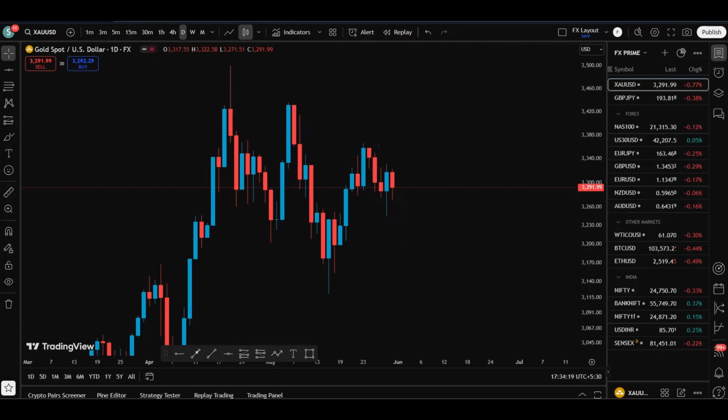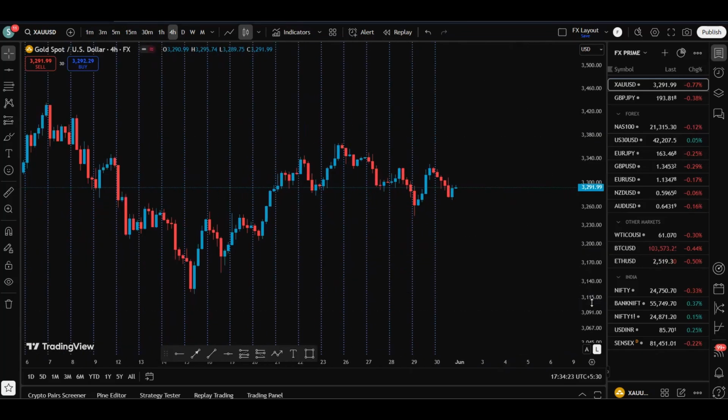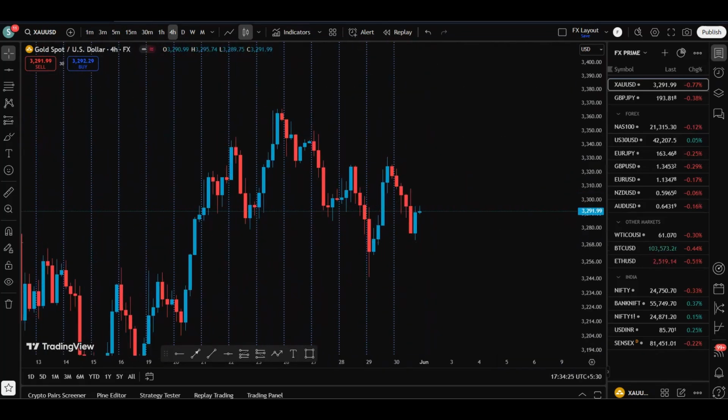So now let's go to the 4-hour time frame to see what is happening. On the 4-hour, we can see that price created this support, and we have another support right here. If we get a 4-hour candle close below the support, price can go down to the next support, which is somewhere right here.